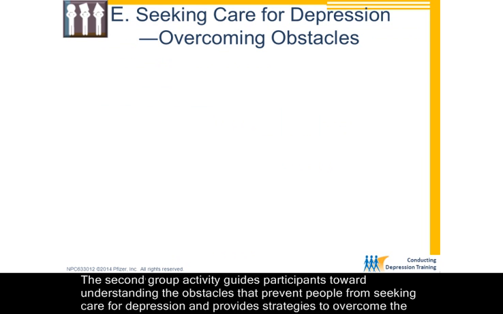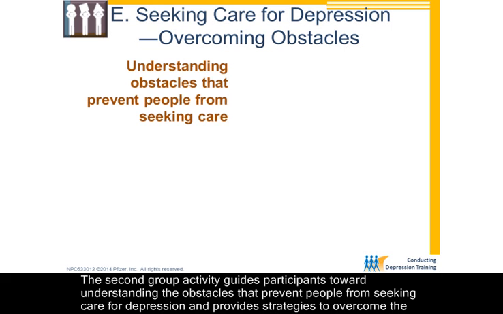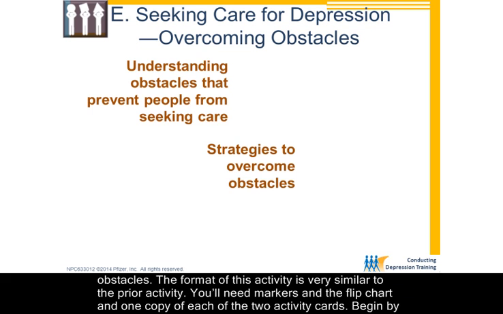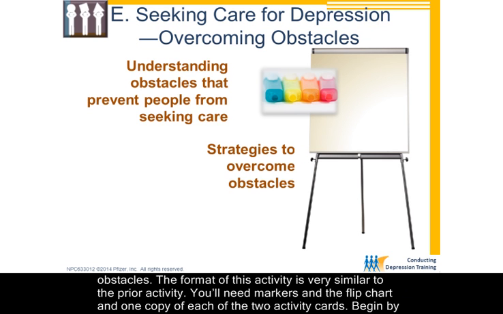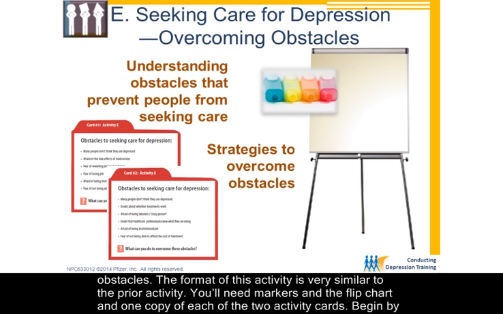The second group activity guides participants toward understanding the obstacles that prevent people from seeking care for depression and provides strategies to overcome the obstacles. The format of this activity is very similar to the prior activity. You'll need markers, the flip chart, and one copy of each of the 2 activity cards.